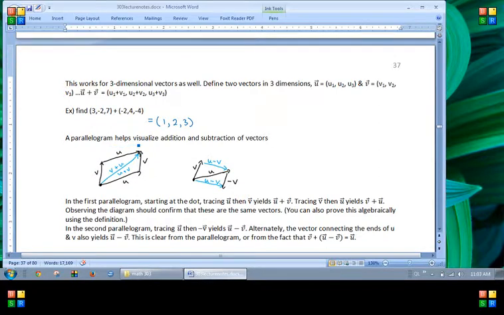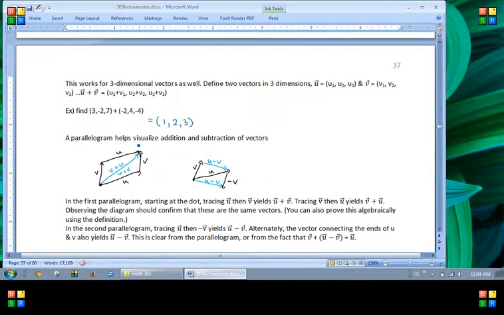And you can also prove it algebraically using the definition of vector addition. And what about the second parallelogram? Algebraically, one vector minus another vector is exactly what you'd expect. You do the first x component minus the second x component, et cetera, et cetera. So that's very straightforward. But visually, what does it look like?